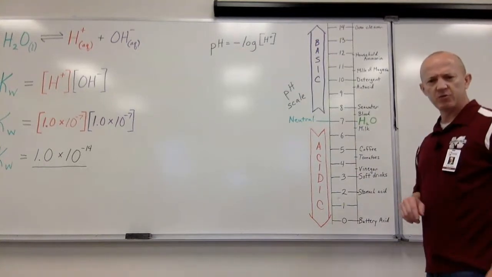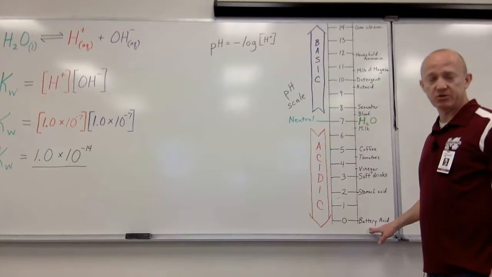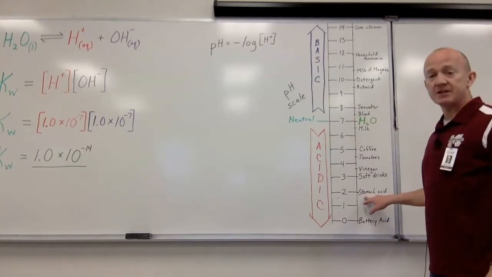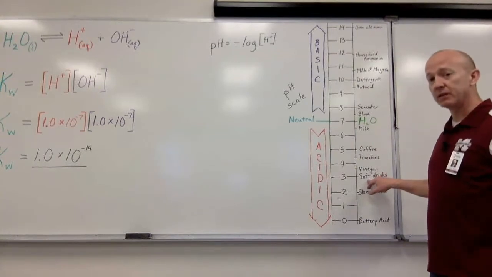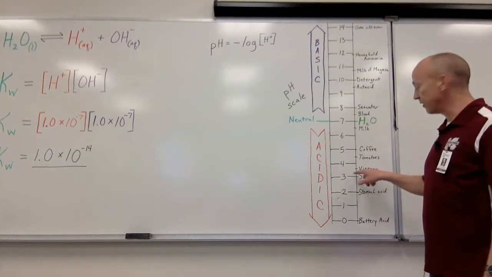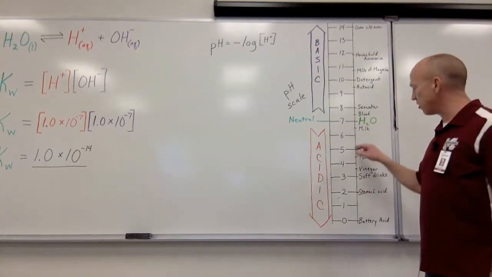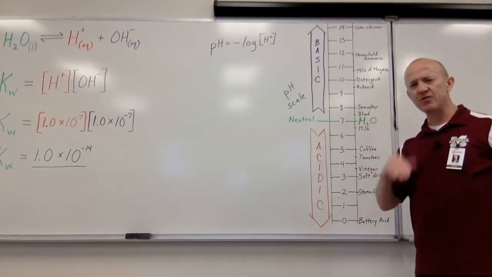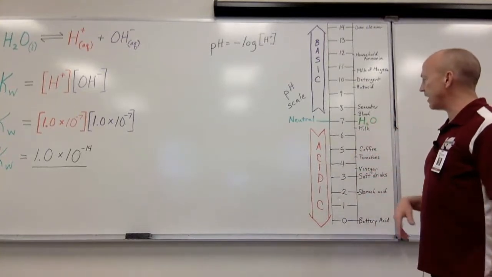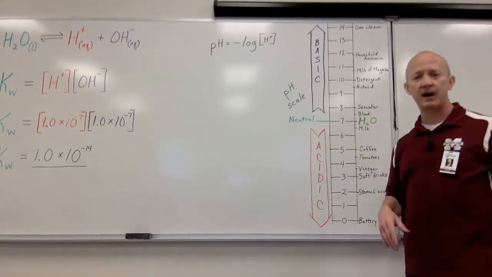A few things of note. Battery acid, that's a 0. It's extremely acidic. Your stomach acid is about a 2, roughly. Soft drinks are about a 3. Vinegar is about a 3.5 or so. Tomatoes usually about 4.5. Coffee is about a 5. Milk is just under neutral. It's about a 6.5. Your blood is about 7.35 to 7.45, somewhere in there.